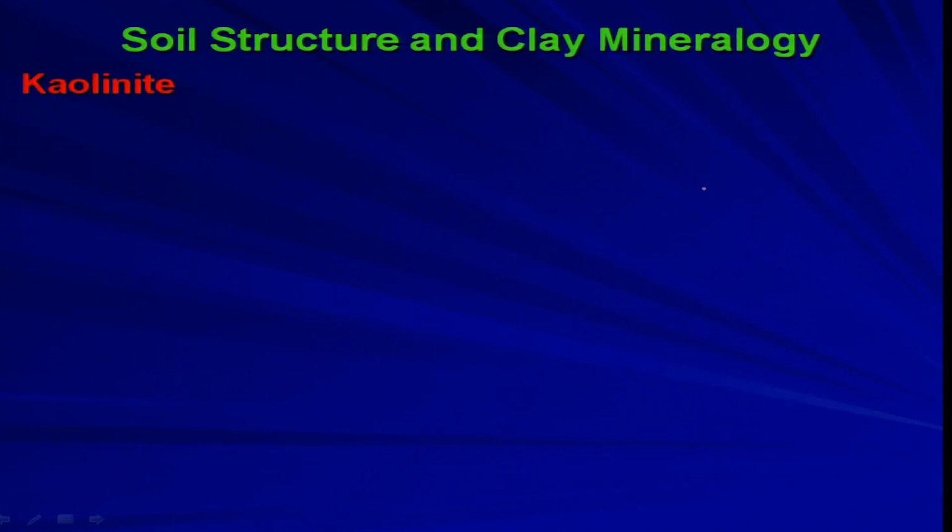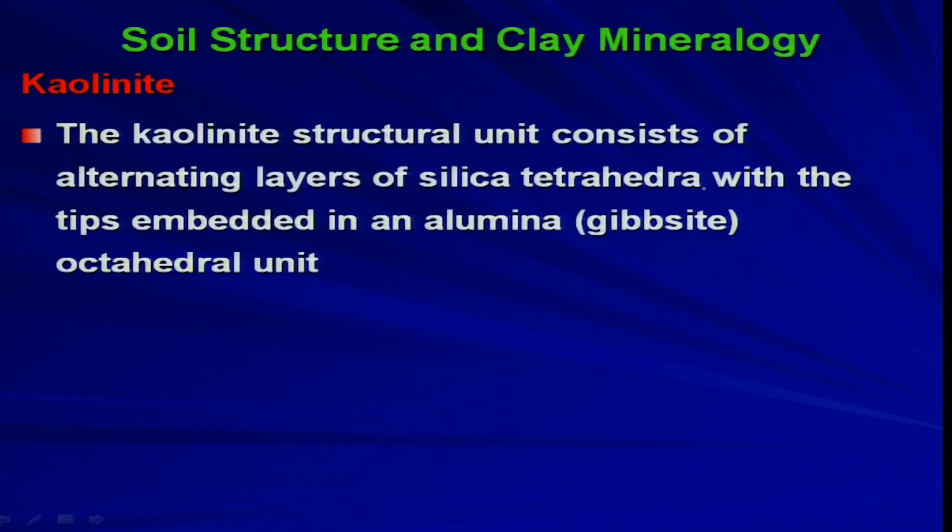Now, coming to the clay minerals. Kaolinite comes under the kaolin group. The kaolinite structural unit consists of alternating layers of silica tetrahedra with the tips embedded in an alumina, that is Gibbsite, octahedral unit.